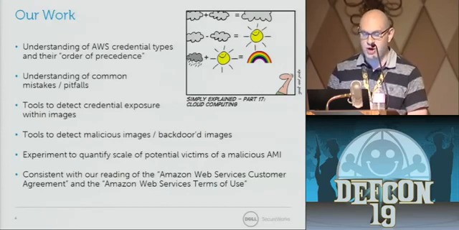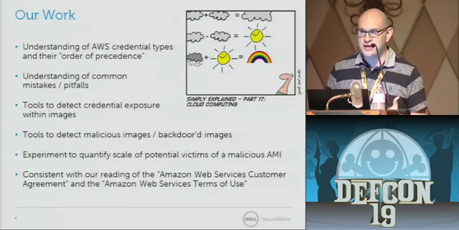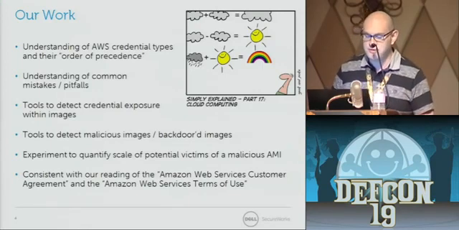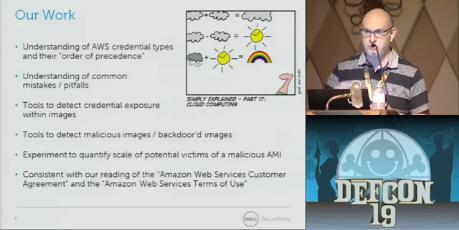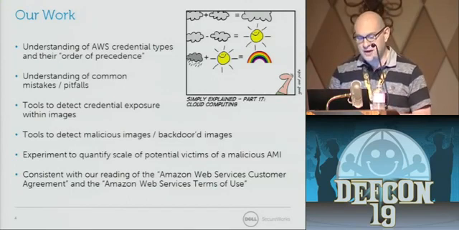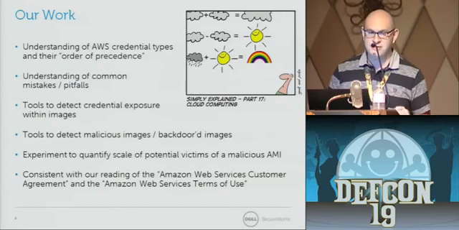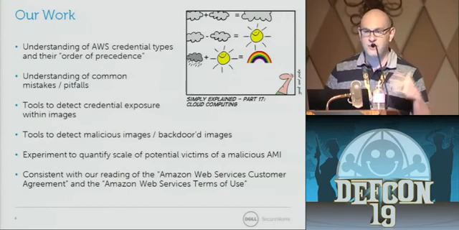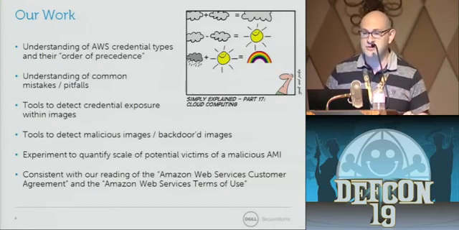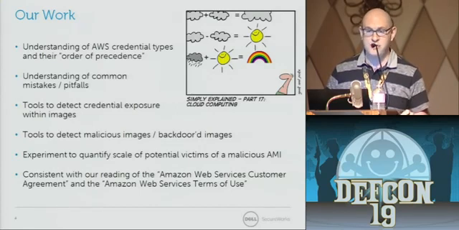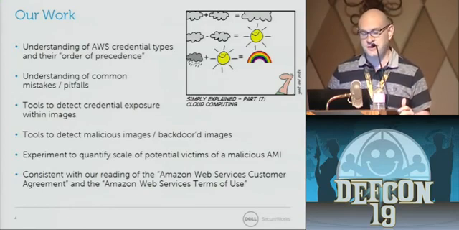So we wanted to understand all the different types of credentials that you use when you're using Amazon's web services. And we really wanted to understand sort of the order of precedence of all those different credentials. So if you were to have one type of credential, what could you do with it, and what other types of credentials could you control or manipulate? Also understanding common mistakes and pitfalls of people or organizations that are using Amazon's cloud services. So part of this is looking at best practices and the guidance that's published, but also understanding what are some really easy ways to make some bad mistakes out there.